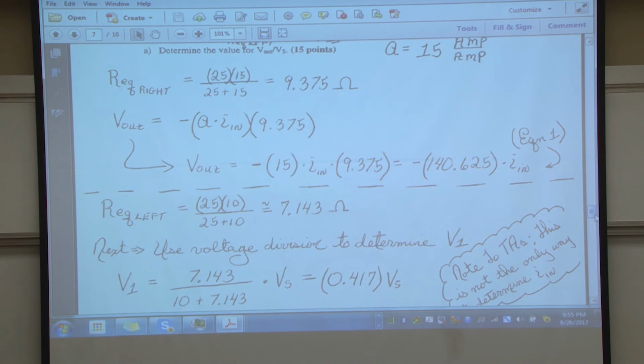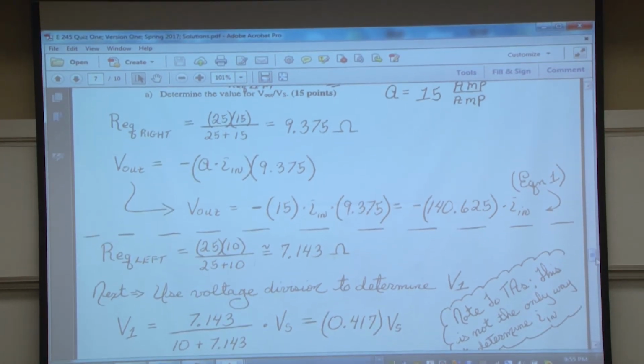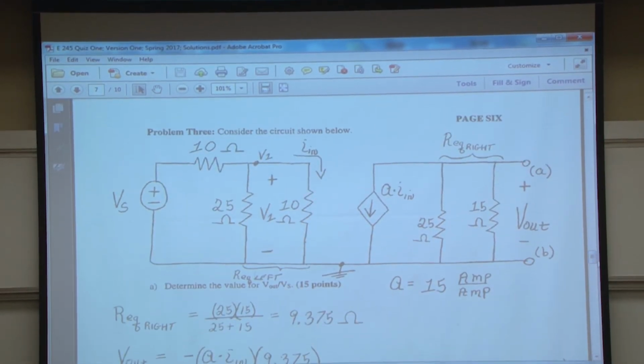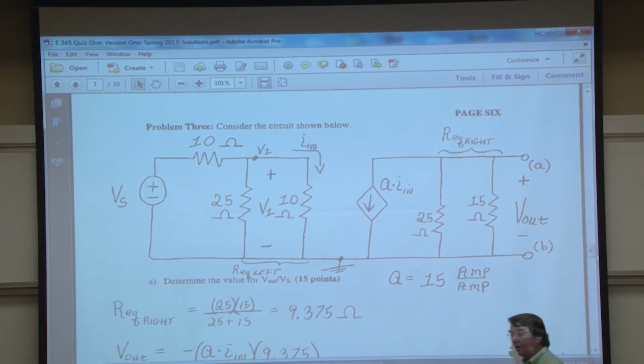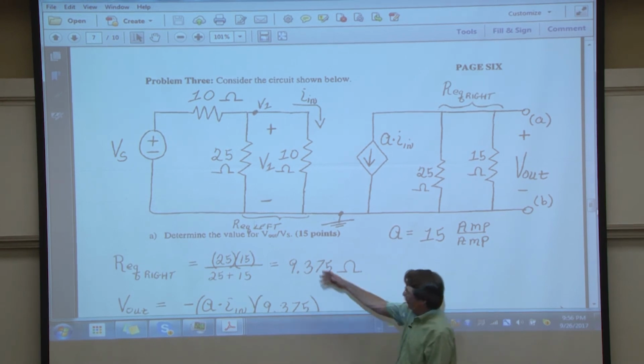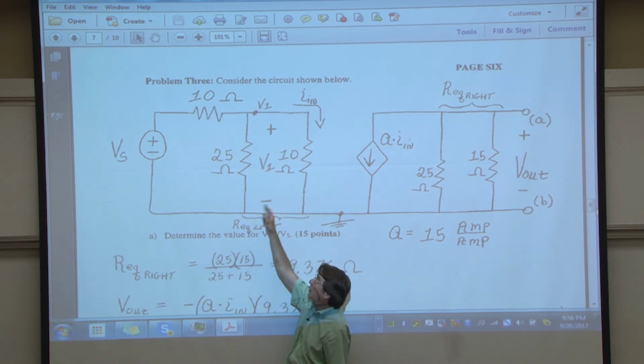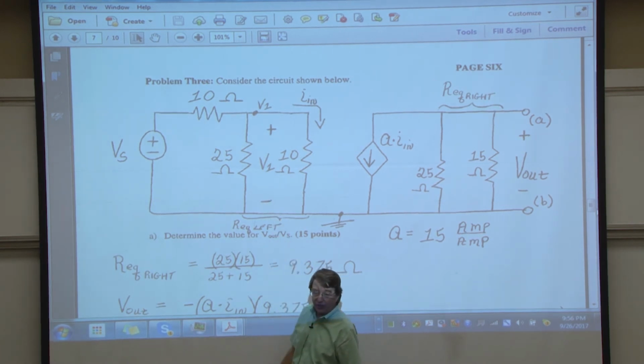I now use voltage division. Devin, for the second time tonight, we're using voltage division. So I say, wait a minute. How can you use voltage division? Not all the resistors on the left are in series. So what do I say? Exactly. The REQ has combined these 2 resistors. So, my good man, I no longer see these 2, I see 1. And that REQ is in series with the 10.